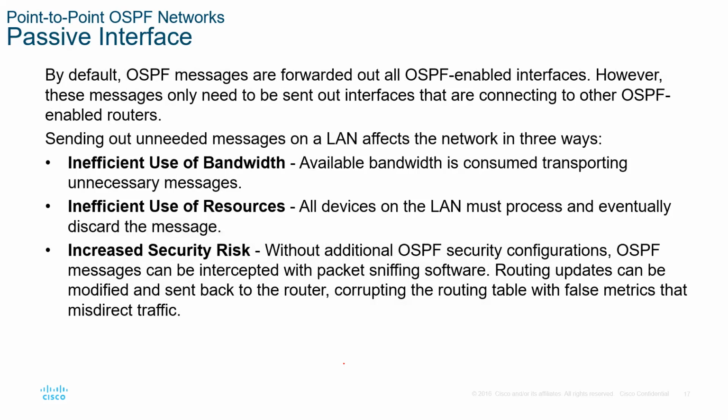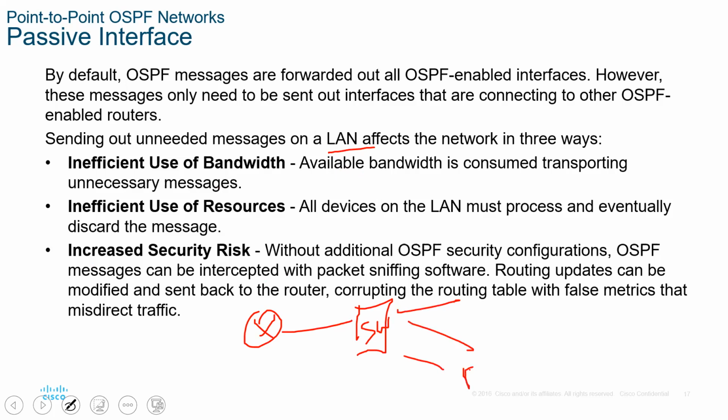So sending out unneeded messages on a LAN affects the network in 3 ways. One is insufficient bandwidth. Why are we specific on LAN? LAN basically tells us that you have your end devices there. So you have your router, then you have your switch here. Okay, so this is your PCs. This is your LAN, for instance.